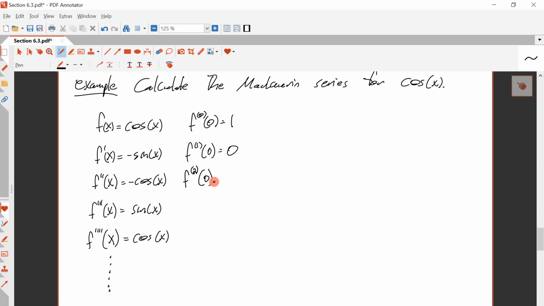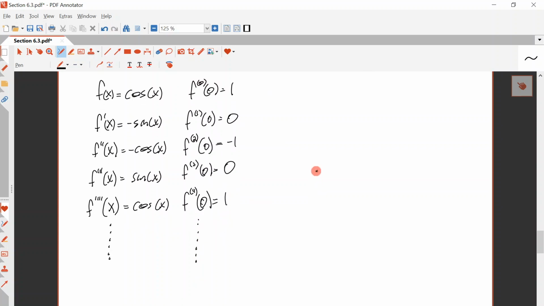Second derivative at 0 is minus cosine, it's minus 1. Third derivative at 0 is sine of 0, which is 0. And then the fourth derivative at 0 is 1. And so on and so forth like that. So it's fourth, fifth, sixth, seventh. All right, so 1, 0, negative 1, 0, 1, 0, negative 1, 0, so on and so forth like that.